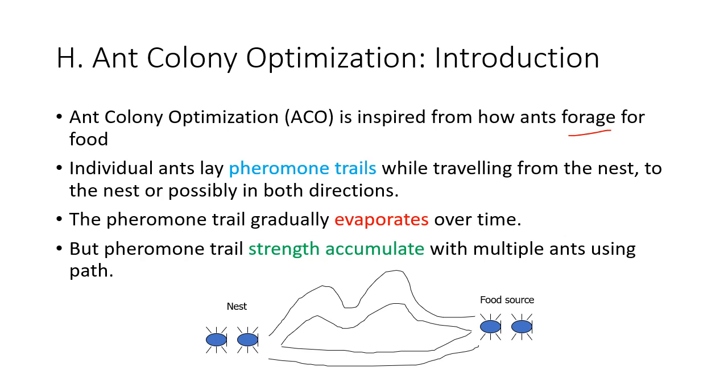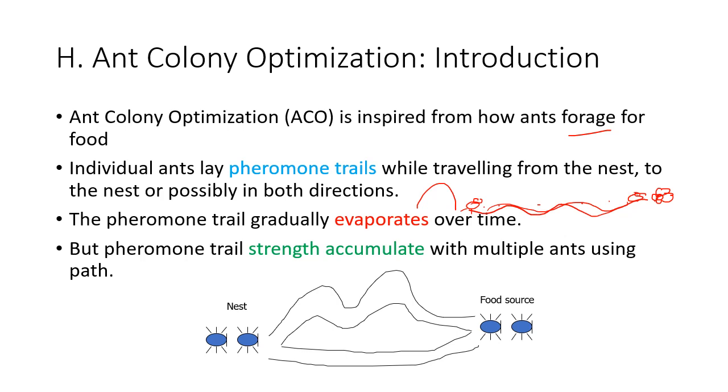Individual ants, when they are walking, will lay pheromone trails, possibly when traveling from the nest to the food or back to the nest, in both directions. For example, if this is the nest of the ant and this is the source of food, when the ant is moving to the source of food, it will lay down pheromone trails, and when the ant finds the food and brings back the food to the nest, this pheromone trail will be reinforced.